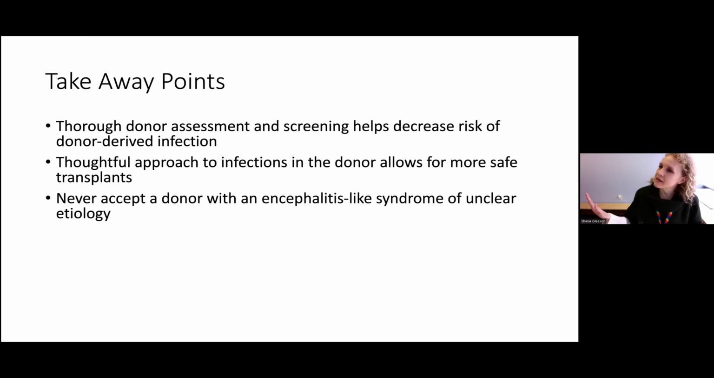Never, this is a takeaway point, never accept a donor with an encephalitis-like syndrome of unclear etiology. So someone who came in with fever, altered mental status, could have been a CNS infection, but we didn't have a clear diagnosis of exactly what it was. Could it have been West Nile? Could it have been rabies? Could it have been LCMV? We don't know. So we never want to accept.